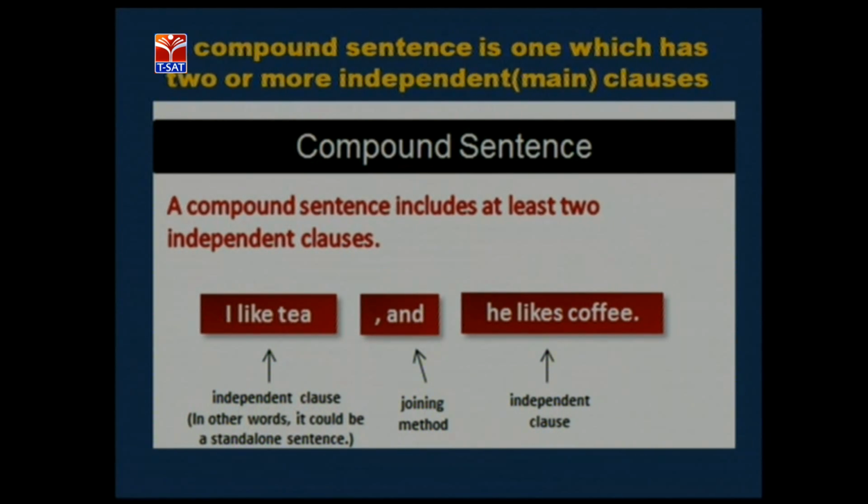I like tea can stand alone, but this is one independent clause. And you observe this, he likes coffee. This is also one independent clause. We connect these two independent clauses by using one coordinating conjunction, and. Hence, this is a compound sentence. A compound sentence is one which has two or more independent clauses. Because of that coordination, the compound sentence develops.